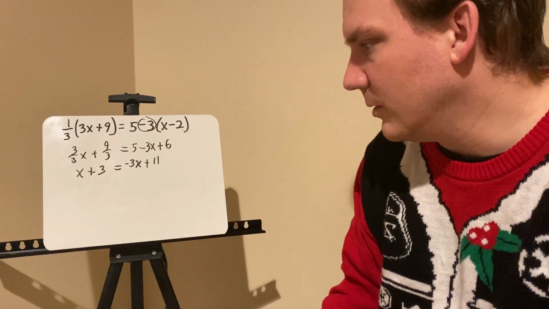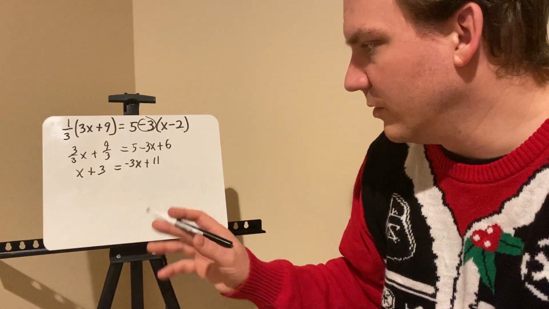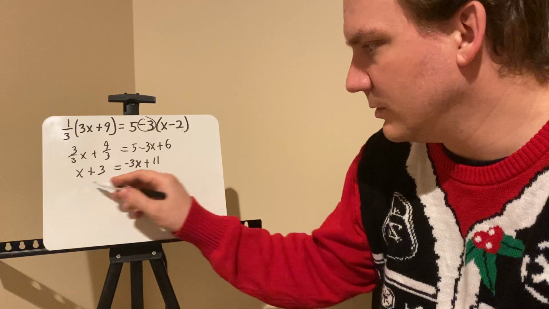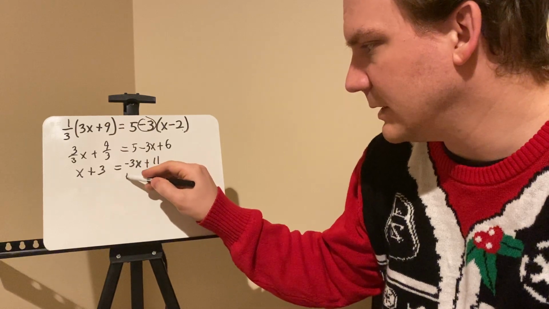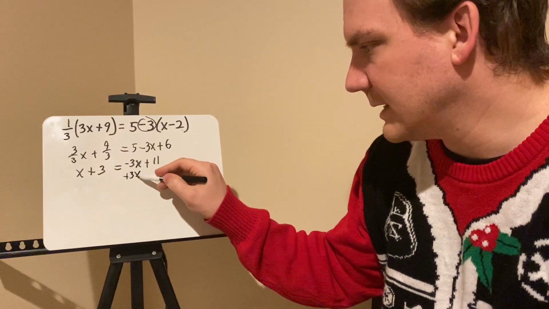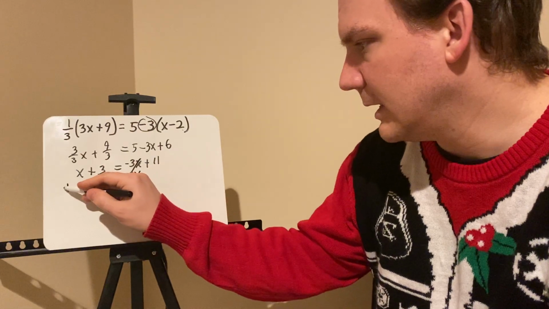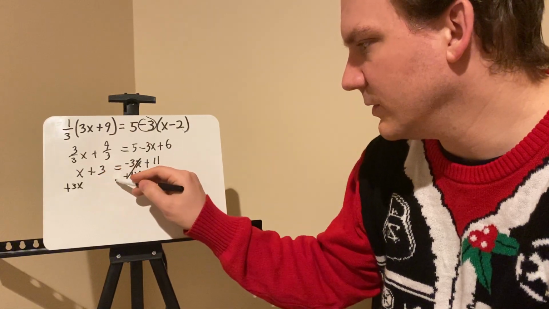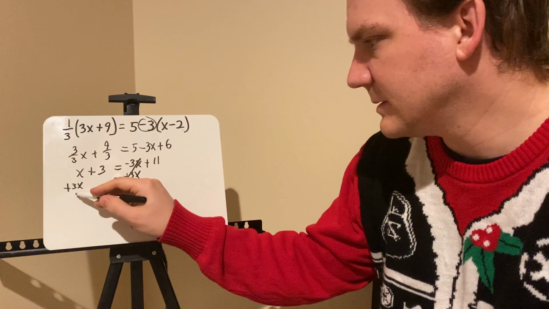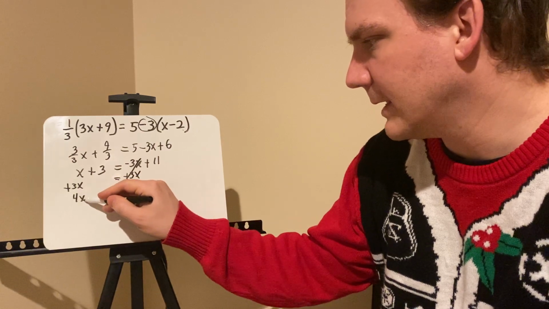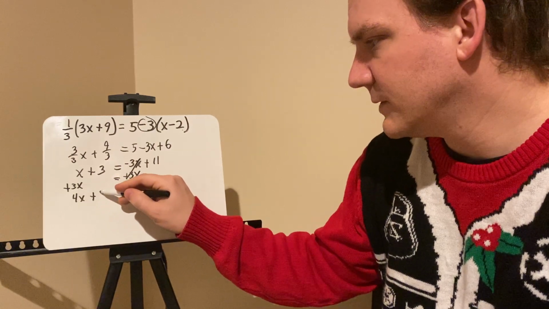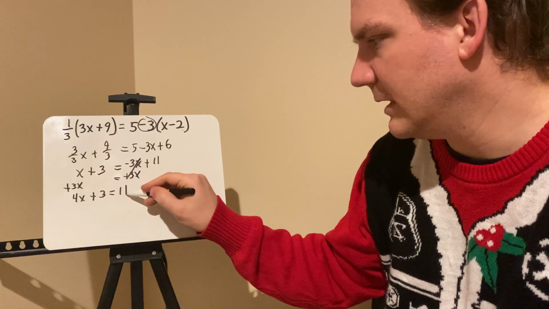Now I can work on moving my variables around. Again, I like to eliminate the lower coefficient, so I add 3x to eliminate this, and I add 3x over here, and x plus 3x is 4x plus 3 equals 11.